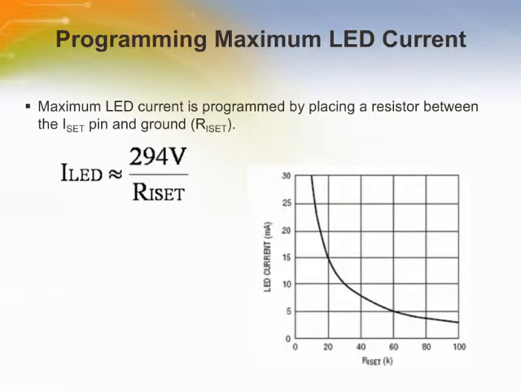Maximum LED current is programmed by placing a resistor between the ISET pin and ground, or RISET. The ISET pin resistor can be selected from 10K to 100K ohms. The LED current is programmed according to the equation shown. LED current can also be adjusted by programming the control pin voltage.